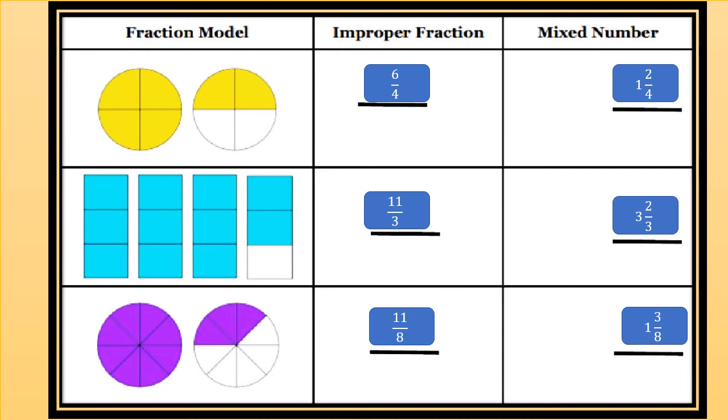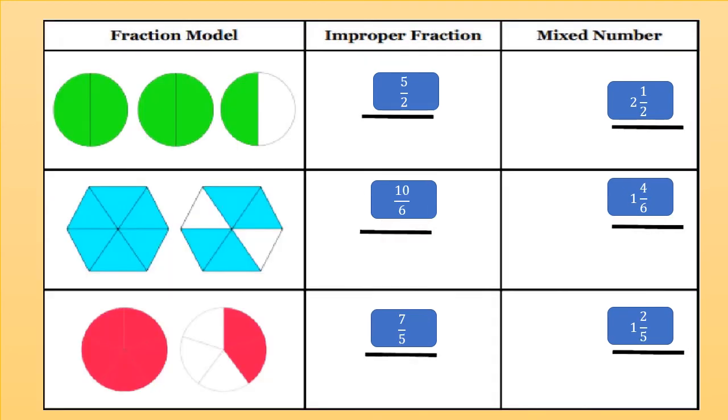Next, the circle is divided into 8 equal parts, out of which 11 are shaded. So 11 by 8 will be the improper fraction. Now one circle is fully shaded, so 1 will be the whole and the second is partially shaded, 3 parts out of 8. So 3 by 8. So 1 and 3 by 8 will be the mixed fraction of this fraction model.